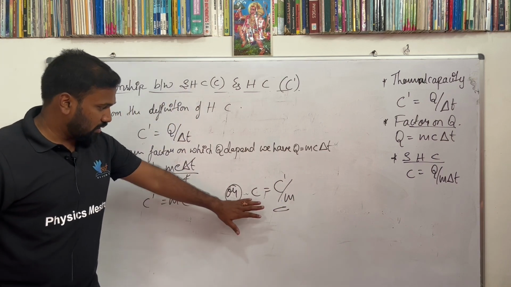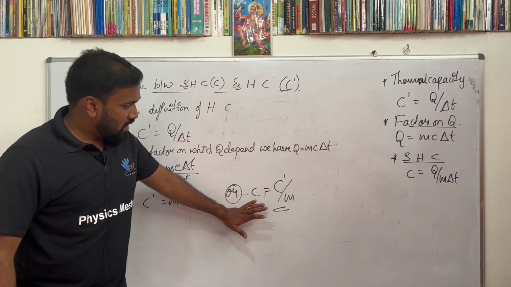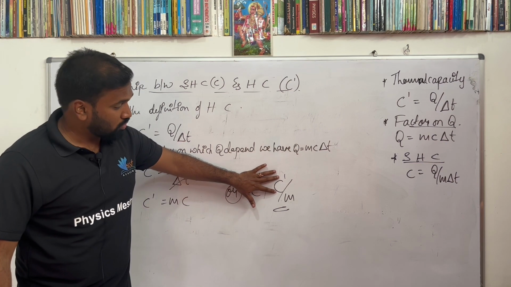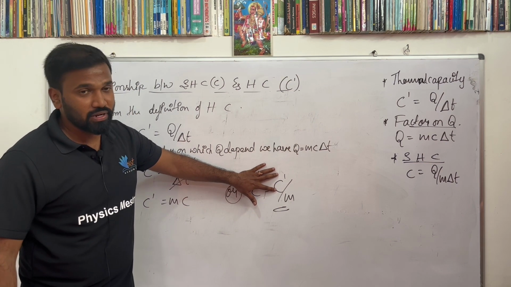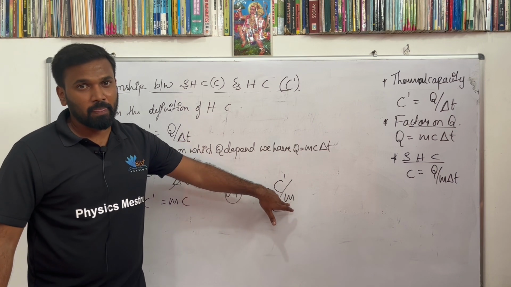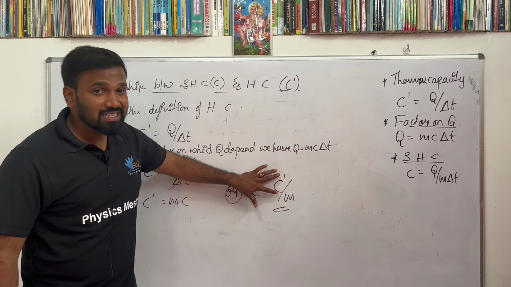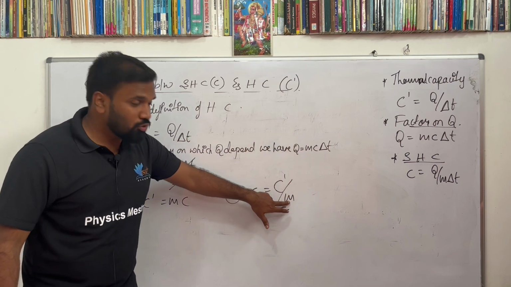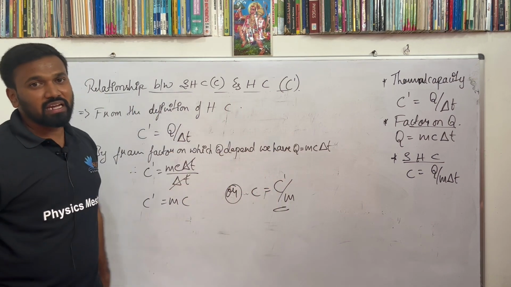This is where, so the definition says, it is the amount of heat energy required to raise the temperature. C dash is nothing but what? It is the amount of heat energy required to raise the temperature per unit mass. So C dash means it is the amount of heat energy required to raise the temperature by 1 degree Celsius per unit mass, which defines the specific heat capacity.